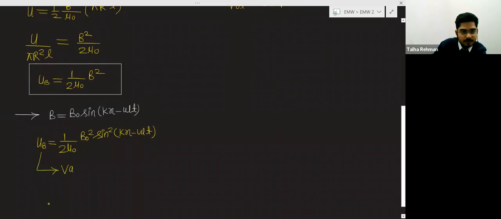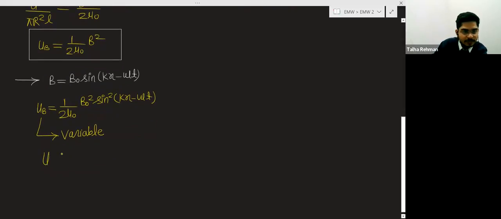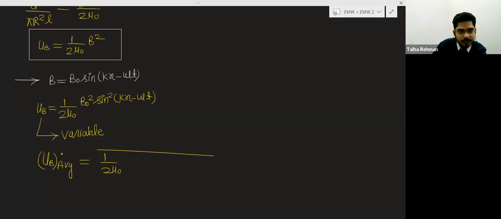Why is this variable? Because see here, this magnetic field value is changing with time. Time is changing, so that is why this whole value is changing. So we will calculate the average value of the energy density of the magnetic field. So average value of B naught square sine square kx minus omega t over 2 mu naught.